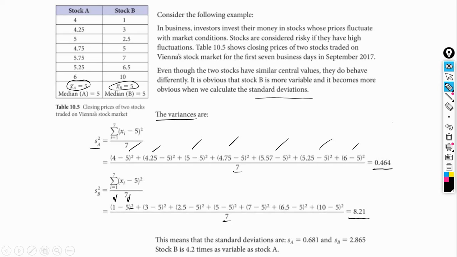Then we simply square root them, and we get that the standard deviations would be for stock A, 0.681, and for stock B, 2.865. So that means that stock B is 4.2 times as variable as stock A.